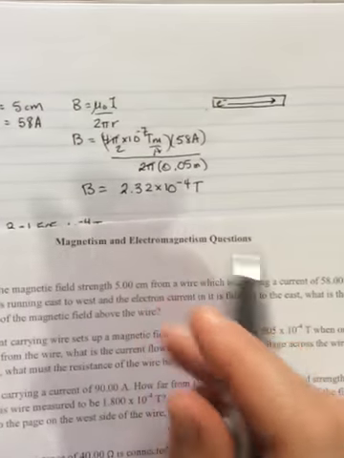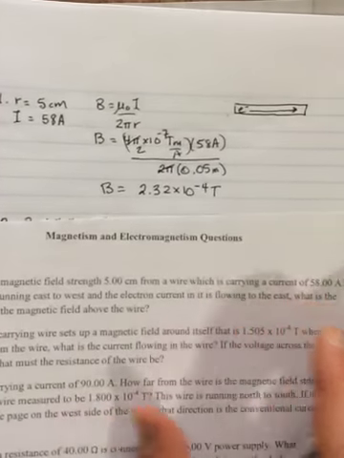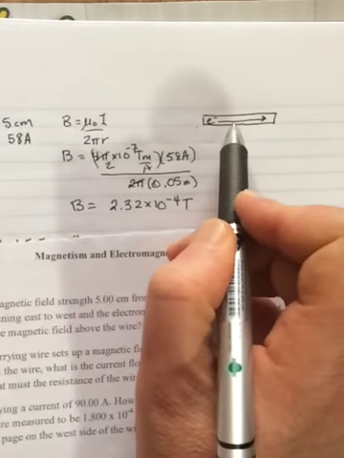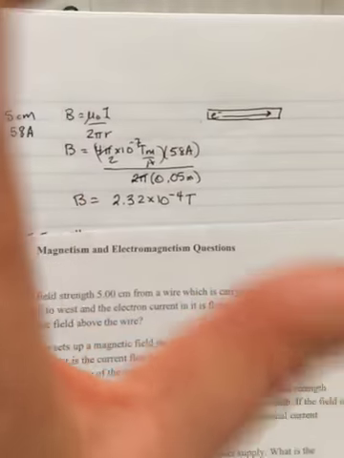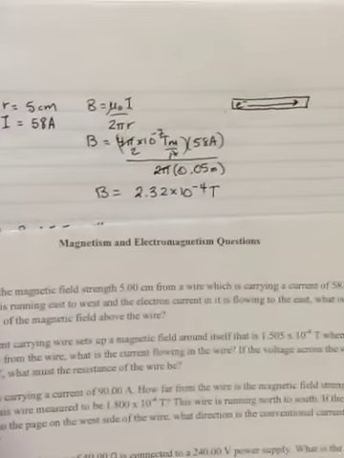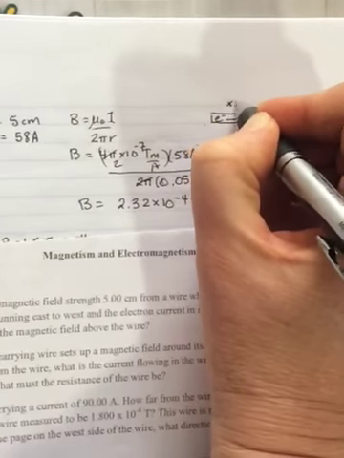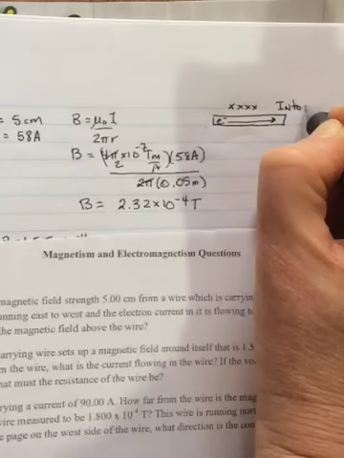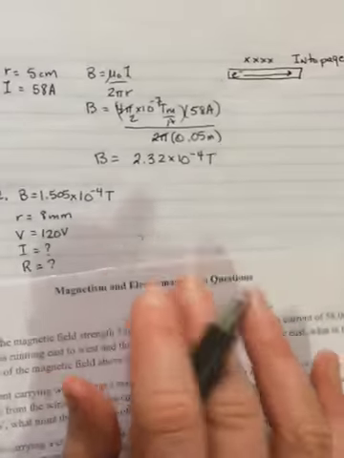Second part wants to know, if the wire is running east to west and the electron current is flowing to the east, what is the direction of the magnetic field above the wire? So you're going to use the first hand rule that we did. Point your thumb in the direction of the electron flow. Your fingers curl in the direction of the magnetic field. So above the wire, your fingers are going into the board. So the answer would be into, I guess not board, page, into page. Okay, so that's question number 1.